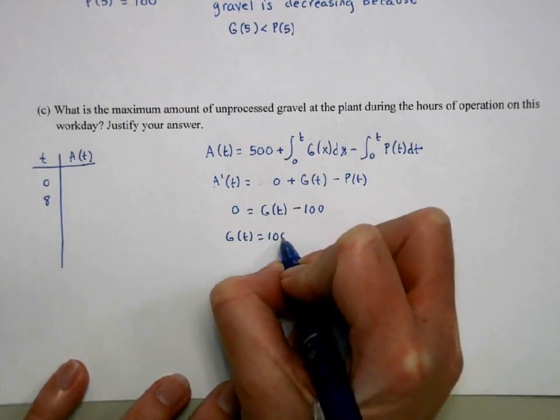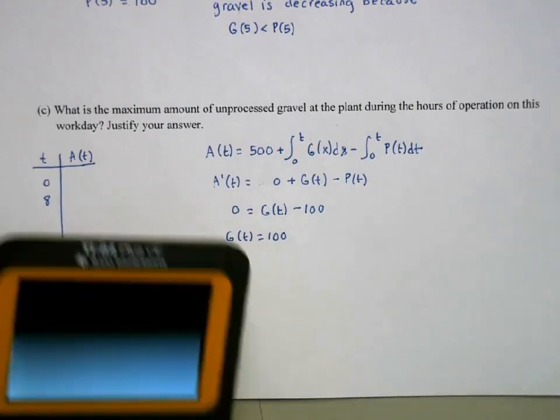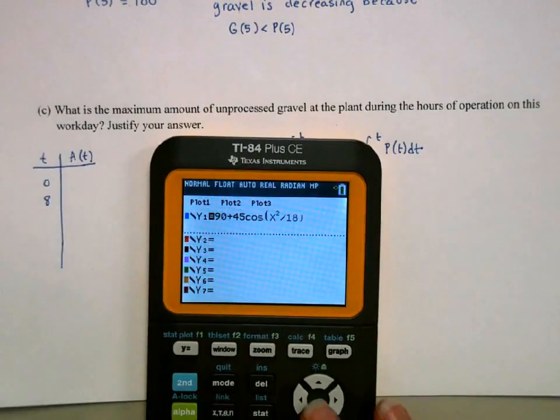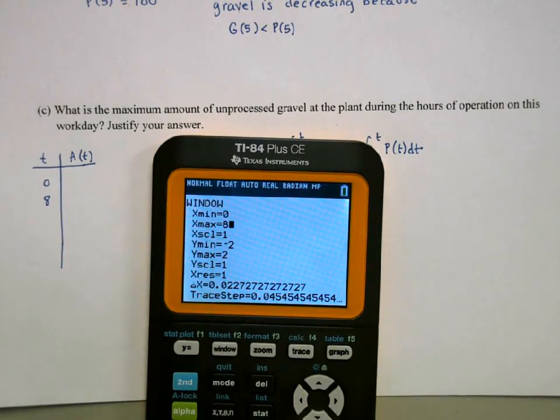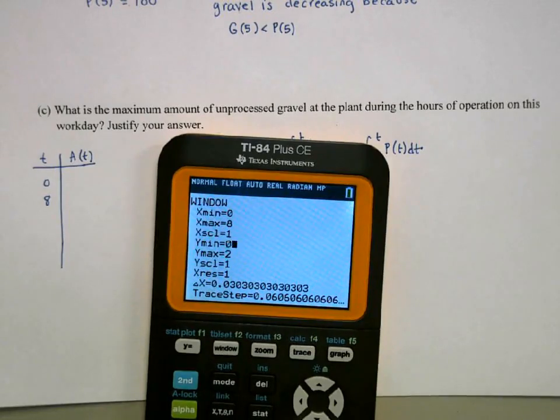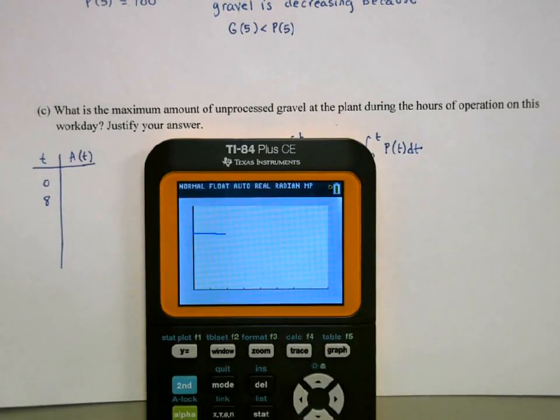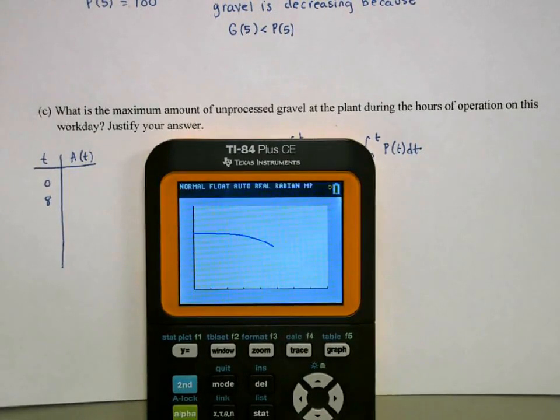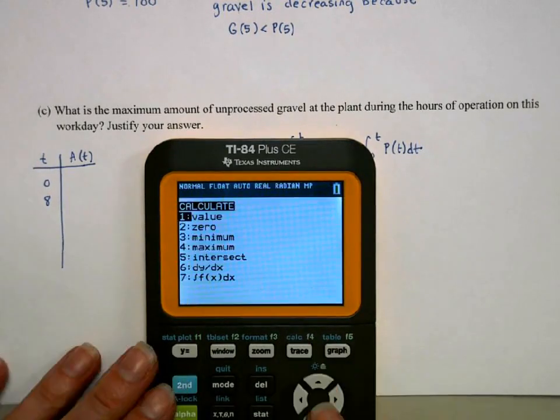So to do that in the calculator, I've got my equation. I'm going to type in 100 and then our window. We want to go from 0 to 8 because that's our window. And then I need to be able to see 100, so I'm going to go from like 0 to 200. As long as you can see 100, then we're good to go. So then we'll graph and find the intersection. Okay, so I'm going to calculate the intersection. I'm just going to do enter, enter, enter.